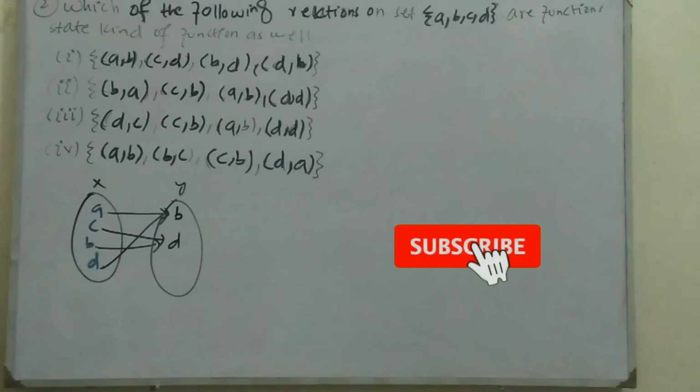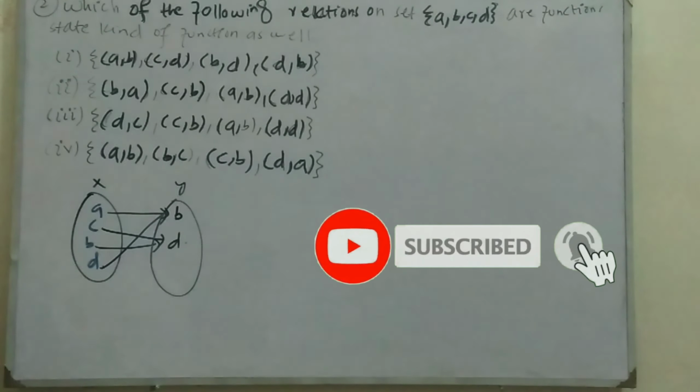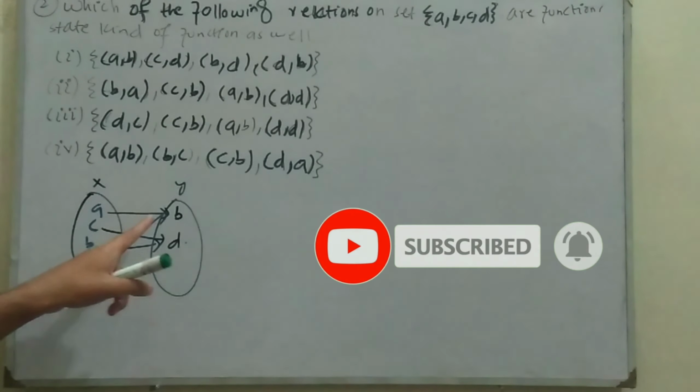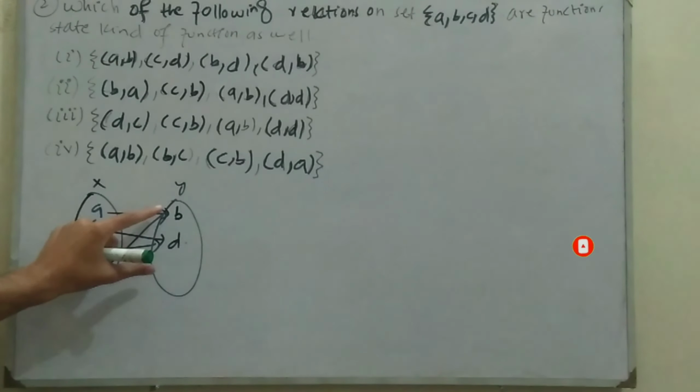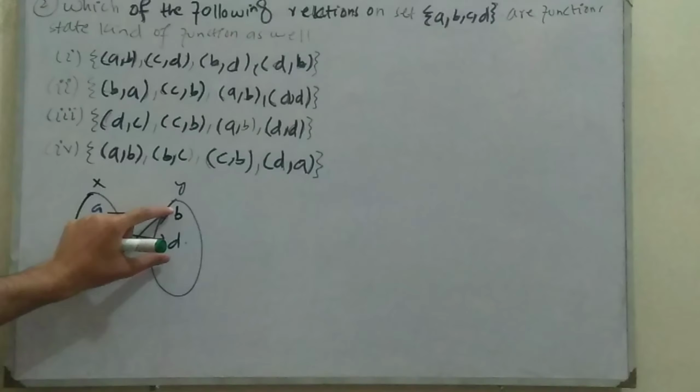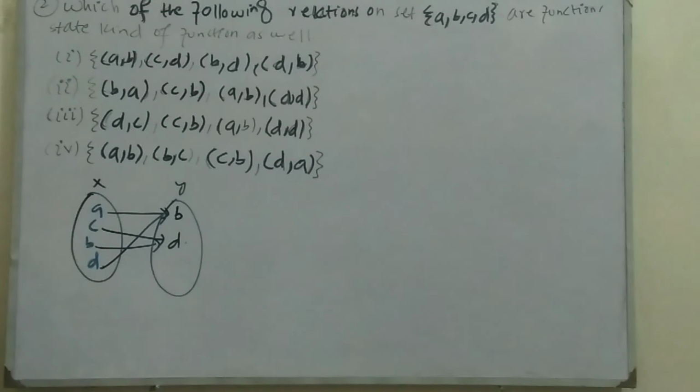Here the function is an onto function because each and every element of the domain is mapped with each and every element of the range. So that's why the function is onto.